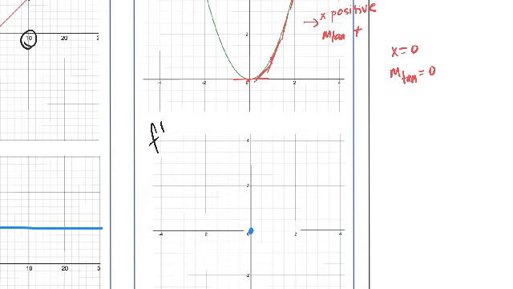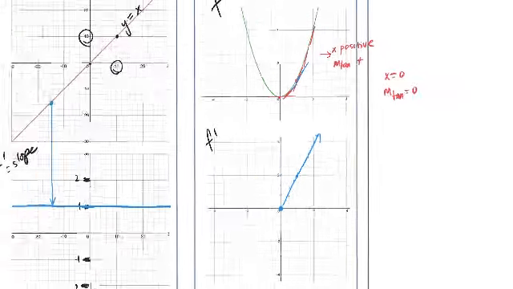So you can estimate what the slopes are by drawing an accurate tangent line and thinking about the rise over the run. But what we're looking for here is for you to make sure that your y values are positive and increasing on the right side of 0.